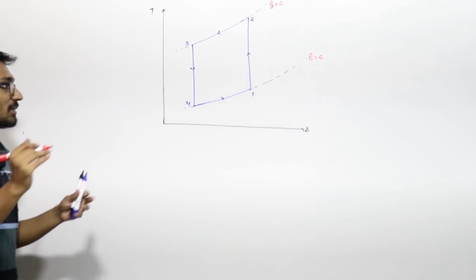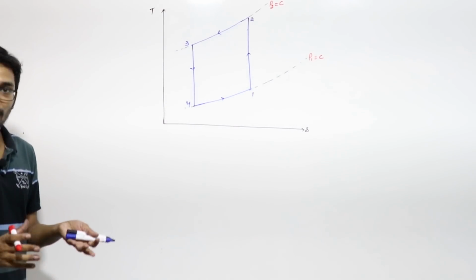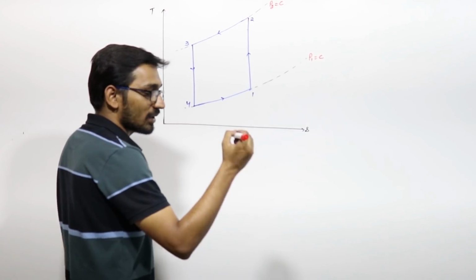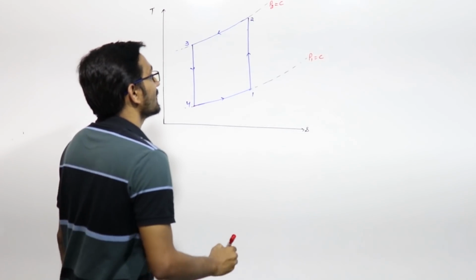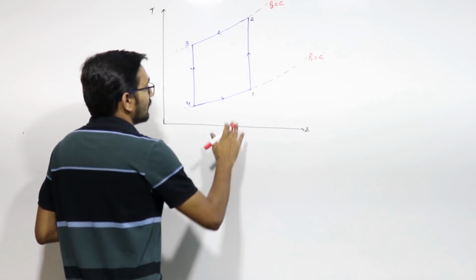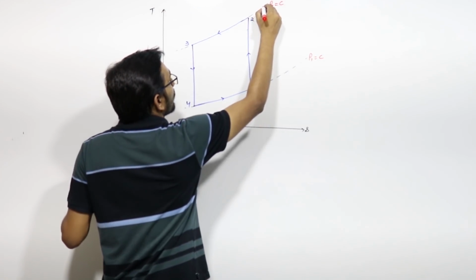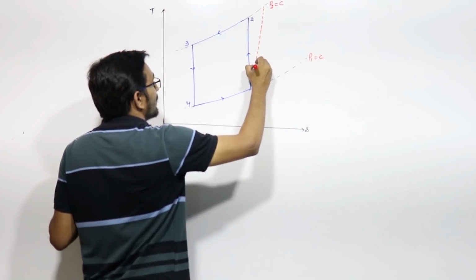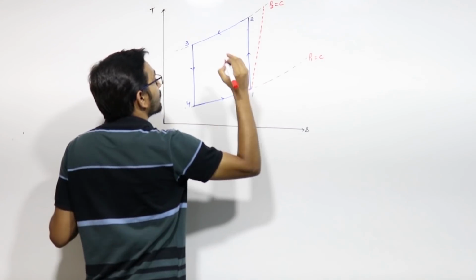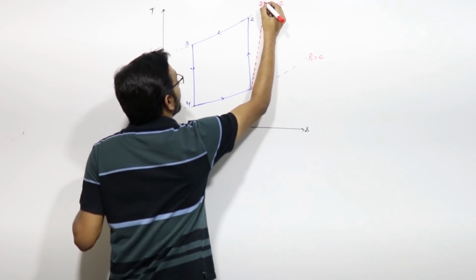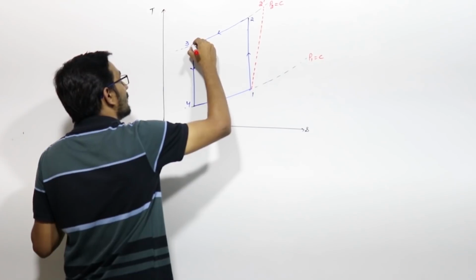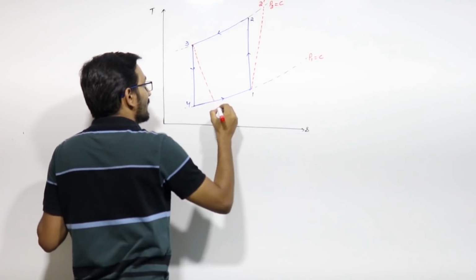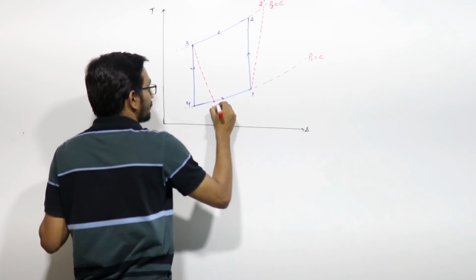Now just start putting the losses of the cycle. First of all, let us put the loss in the compressor and the turbine. Let us say because of the irreversibility in the compressor, the process is this one, 1 to 2 dash, and this is the turbine process. Let us say this point is 4 dash.